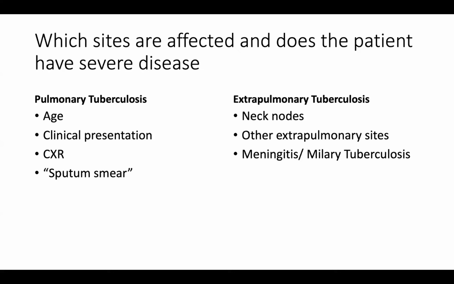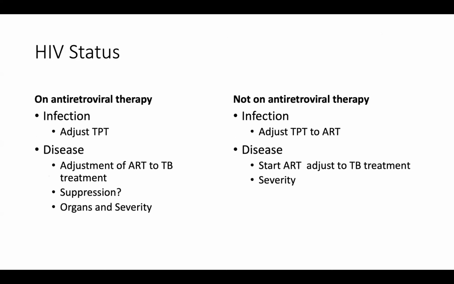From the extrapulmonary tuberculosis, we want to know which organ is involved, and the only extrapulmonary tuberculosis that would be considered non-severe is actually neck nodes. And when we are now talking about treatment shortening and severity of disease, this is a very, very important part to remember when we are talking about treatment shortening and assessment of disease severity.